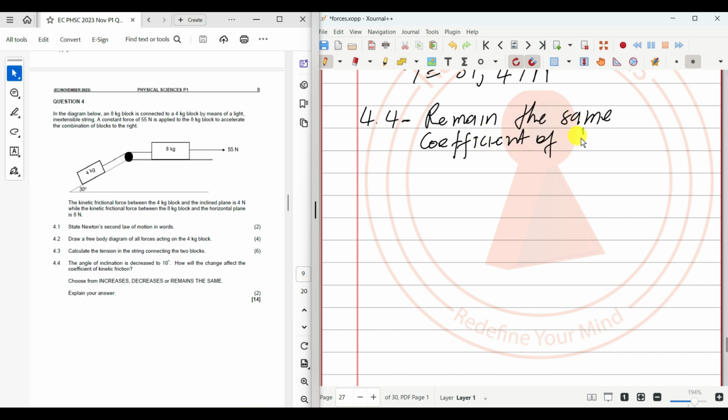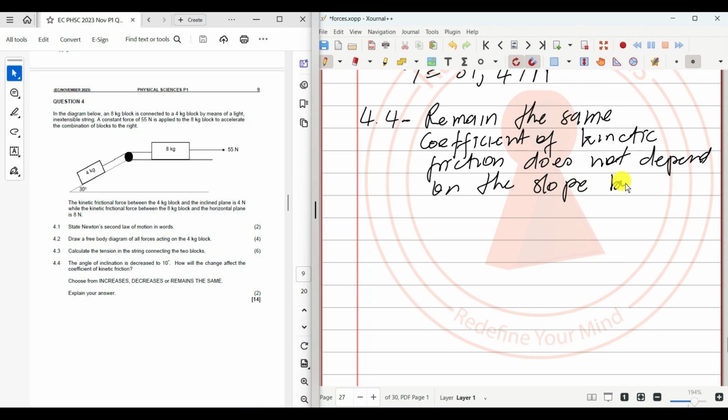Coefficient of kinetic friction does not depend on the slope, but the surface.